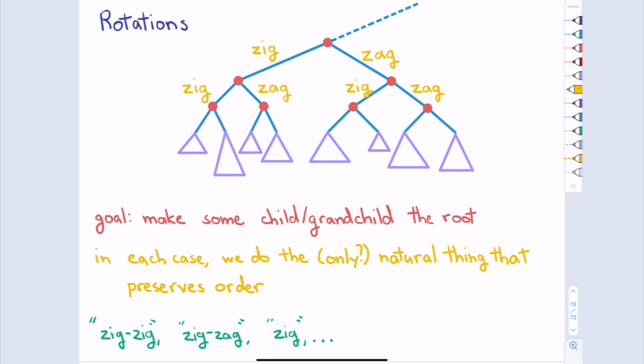Rather than left and right, for some reason, we've chosen the name Zig and Zag. So a Zig Zig might be rotating this vertex up to the root. Zig Zag would be that one. Anyway, it's called Zig Zig, Zig Zag, Zig and Zag, Zag Zag, and so forth. So we have 6 rotations to analyze, although there's really 3 cases, and then a mirror image of those 3.